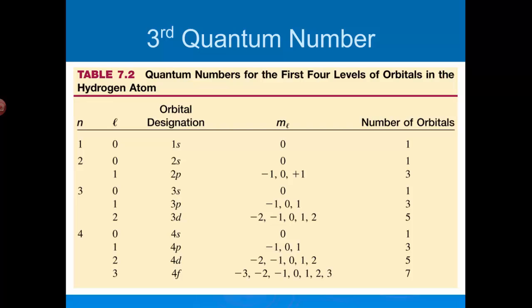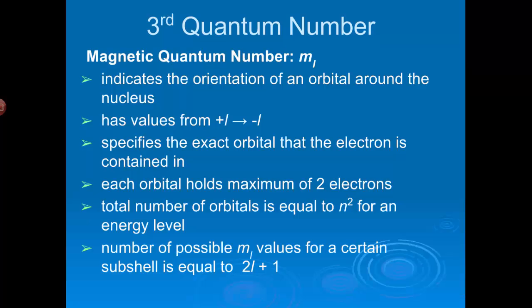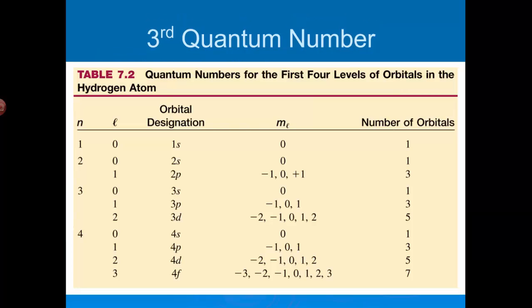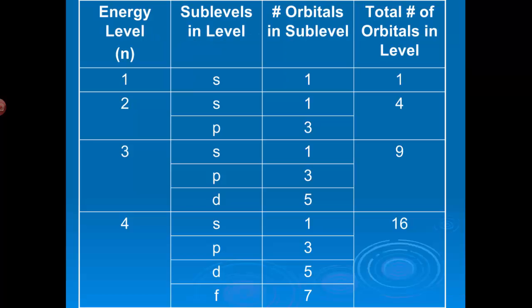Now, go back to the last statement on the last slide. Now, remember that each orbital can hold a maximum of 2 electrons. We need to be able to specify which electron we're talking about. Okay? This is just a summary of what we've looked at.